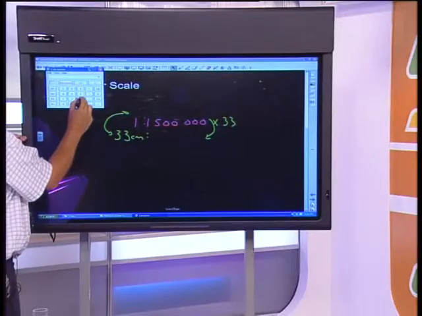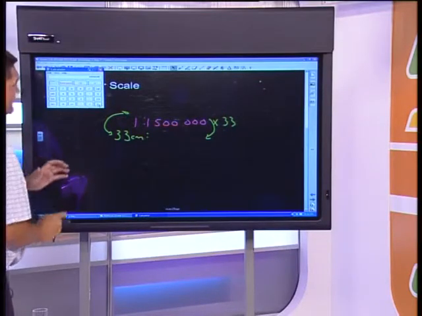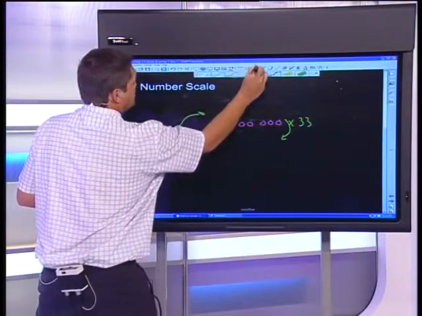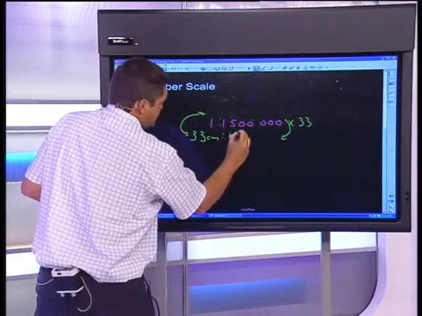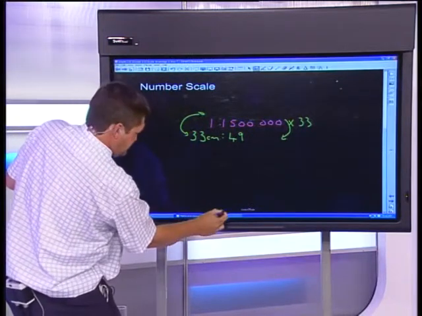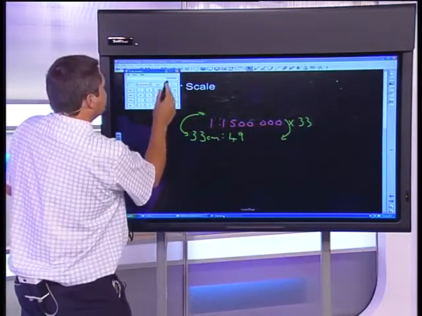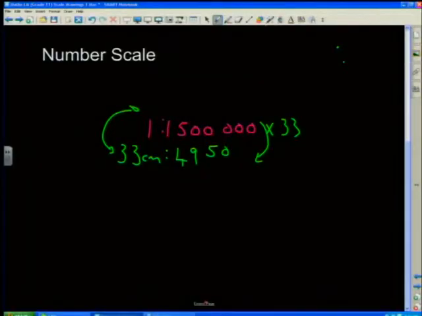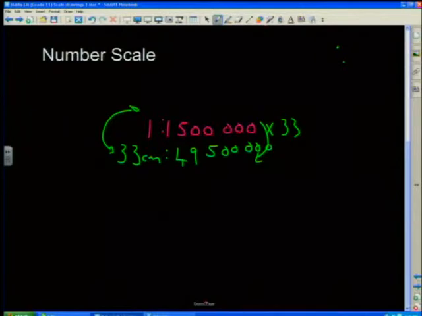You can do it. Okay, so we've got 1,500,000. We're going to multiply it now by 33. And we're going to land up with this huge number. I don't know if you can see that on the screen. It's so big. So we've actually got 49 million. And what did our calculator say? 49,500,000. 500,000 what? Centimeters.